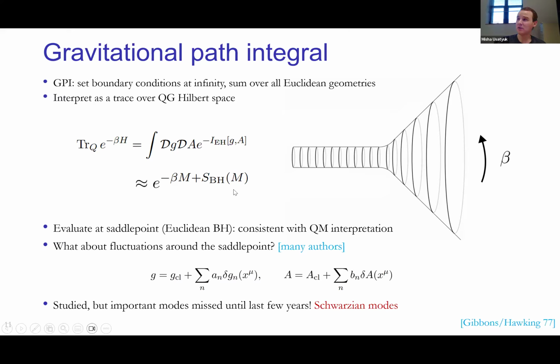So can I ask a question? Yes. So am I supposed to think of the action as an effective action with a cutoff? Yes, you should think about it this way. But at quadratic order in fluctuations, I guess you don't get UV divergences, so you don't have to worry about cutoffs at quadratic order. Okay.